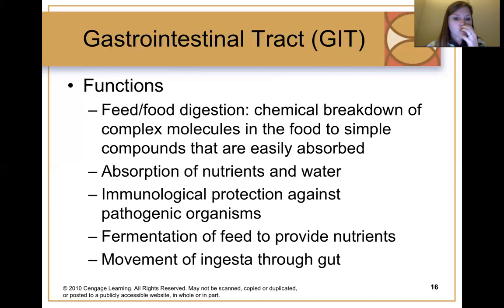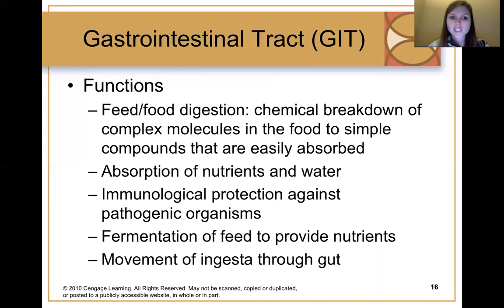So it's also responsible for absorption of nutrients as well as water and immunological protection against pathogenic organisms. So this is kind of a hard concept to think about, and it's something that took me a little while to really understand fully, but it's kind of true.